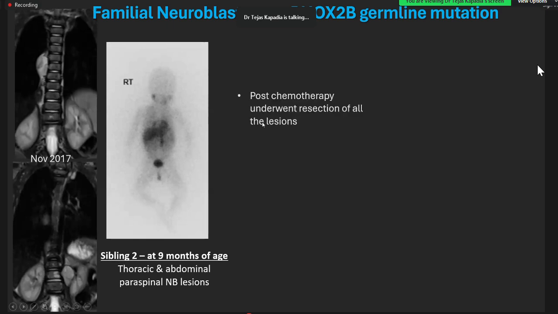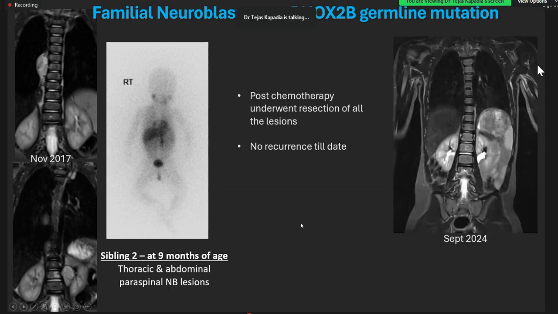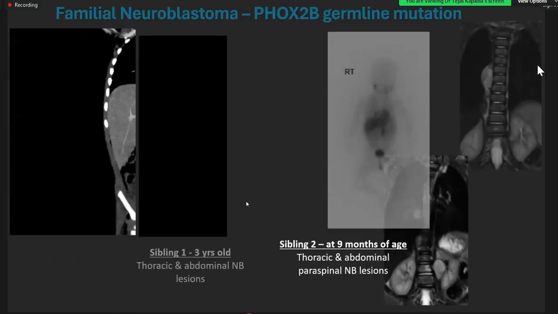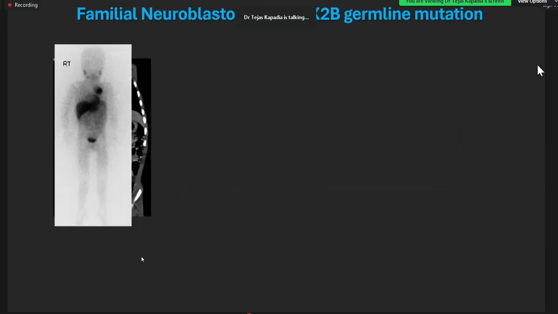They had chemotherapy and resection of all the lesions. Till date, they have no recurrence. They're doing really well. So this is their latest imaging from September 24. We don't see any abnormal soft tissue, no abnormal marrow activity. Okay, let's look at sibling one.